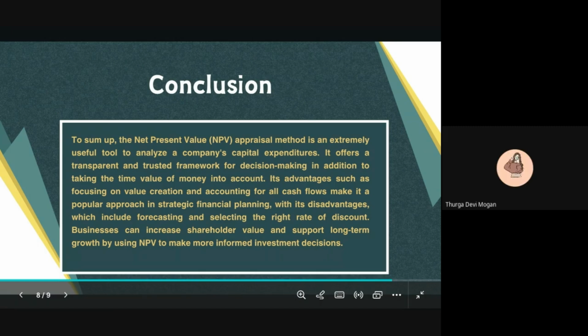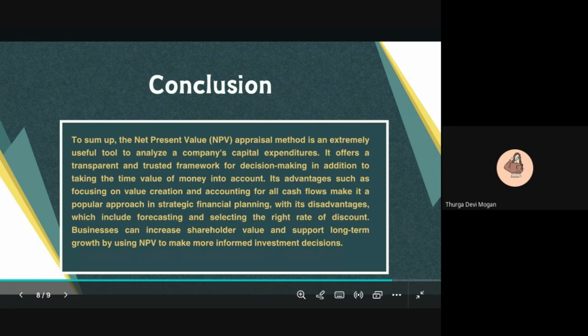So, as a conclusion, the net present value appraisal method is an extremely useful tool to analyze a company's capital expenditure. It's also a transparent and trusted framework for decision making, in addition to taking the time value of money into account. Its advantages, such as focusing on value creation and accounting for all cash flow, make it a popular approach in strategic financial planning, with its disadvantages, which include forecasting and selecting the right rate of discount.